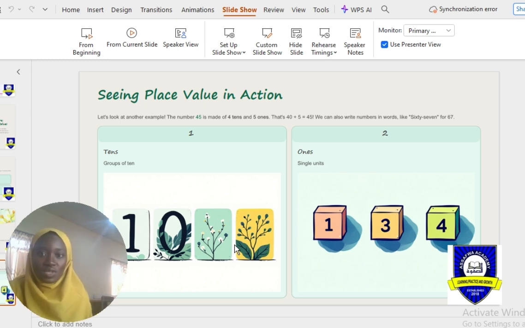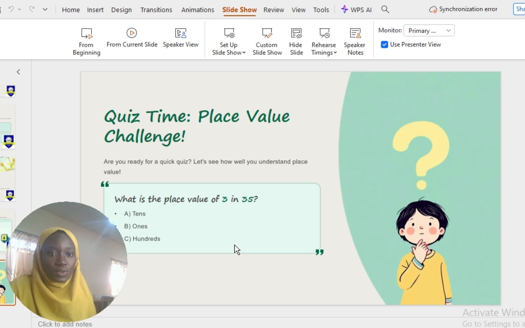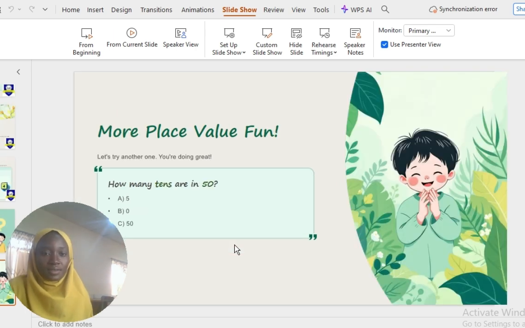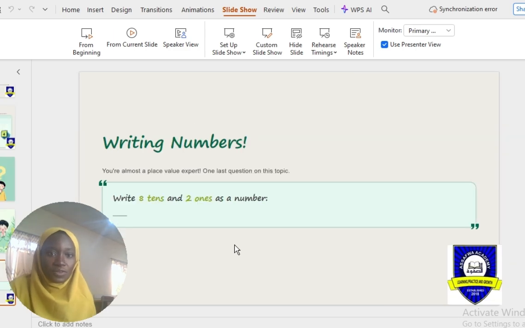The same thing with 67. Now that is putting each value in its place. Now the next one, I have a quick challenge for you, which you answer. And another one again for you. And the last one for you, inshallah.